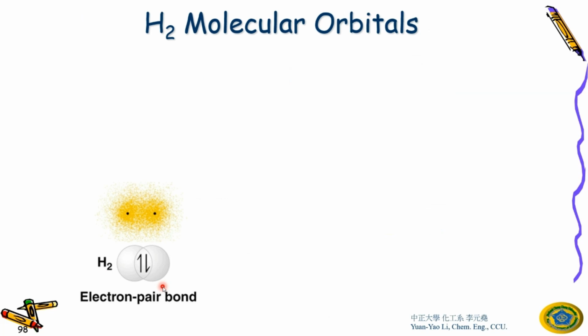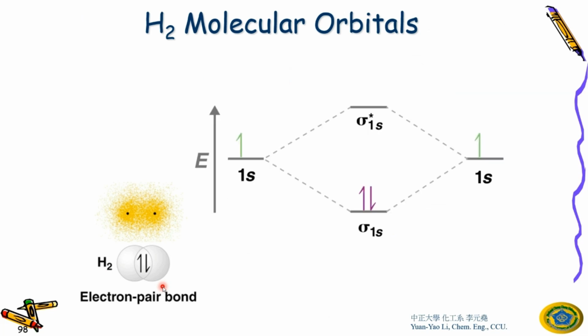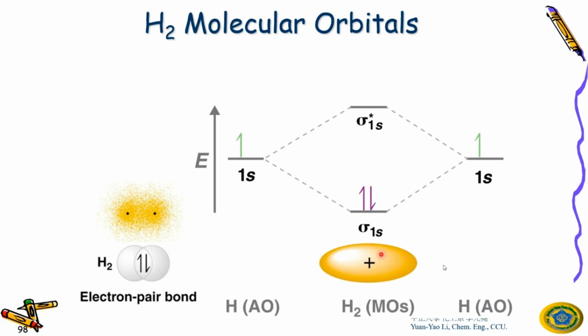So the hydrogen molecular orbitals look like this. This is the anti-bonding molecular orbital. There's a plus sign and a negative sign, but it doesn't mean anything. The textbook just wants to distinguish the orbital on the right-hand side from the orbital on the left-hand side.